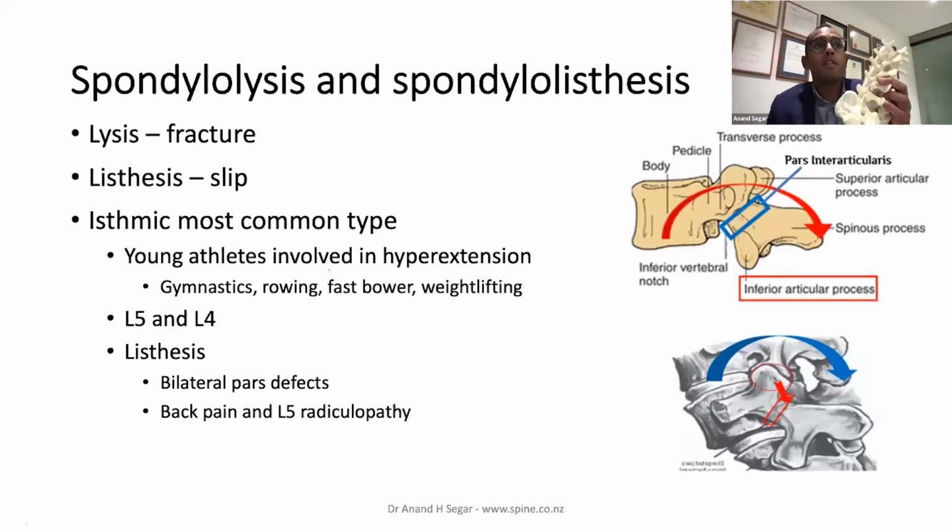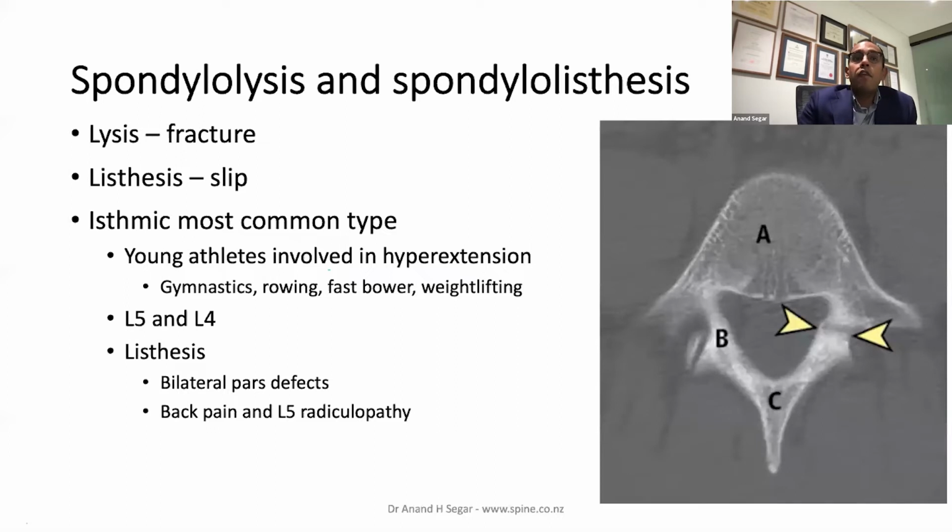So things that can cause that to fracture in young athletes is anything that can cause hyperextension, because hyperextension kind of puts a nutcracker effect on that bit of bone. So gymnasts who do a lot of hyperextension, weightlifters, fast bowlers, when they're running in for the run-up, they hyperextend the spine, or rowers as well when they're pulling back. So those are the athletic children who are at risk for this. So an athletic child with low back pain could have a spondylolysis or spondylolisthesis. It most commonly occurs at L4 or L5, and it slips. So a spondylolisthesis slips when they have bilateral pars fractures. And when it slips, they can also get leg pain or L5 radiculopathy.